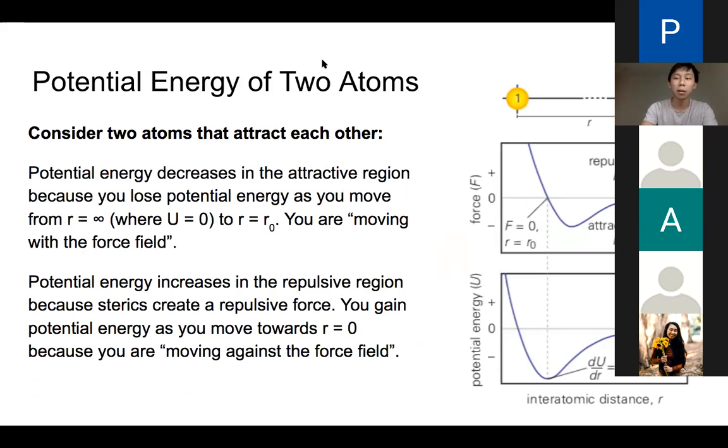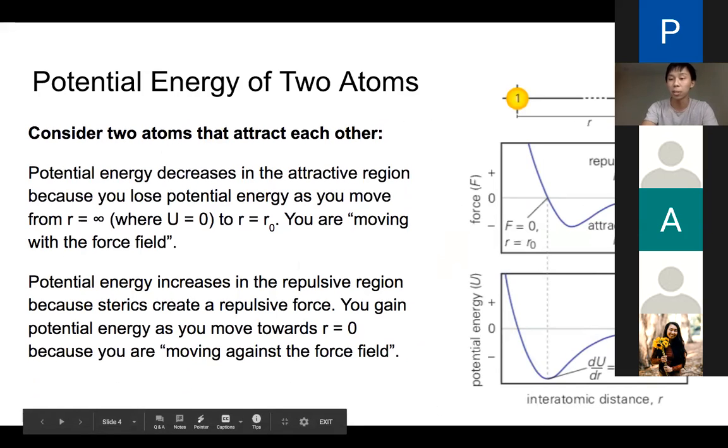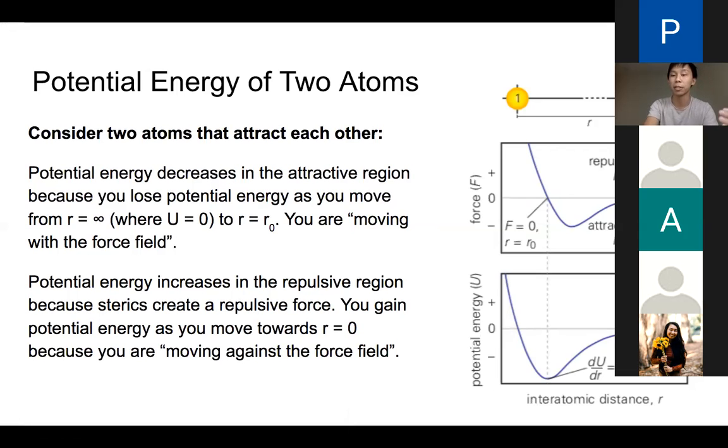So let's examine the potential energy of two atoms. Here, consider two atoms that attract each other. You can see the potential energy in the bottom diagram. The top diagram is the force, which we can get to later. The potential energy decreases in the attractive region, which is this region over here, because you lose potential energy as you move from R equals infinity, where the potential energy equals zero, to R equals R naught. Potential energy equals zero at R equals infinity because that's how we arbitrarily define it.